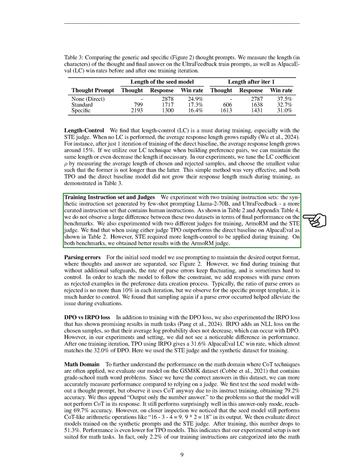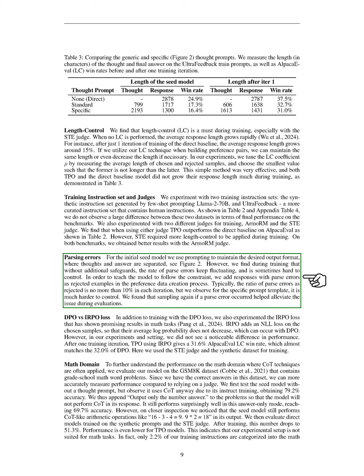We also explore 2 training instruction sets: a synthetic set generated by few-shot prompting Llama 2 to 70B and ultra feedback, which consists of human instructions. Our findings, as shown in the relevant tables, indicate that there is not a significant difference in final performance between these datasets. Additionally, we test 2 judges, ARMO-RM and the STE Judge, and find that TPO consistently outperforms the direct baseline on Alpaca Eval with either judge. However, we note that the STE judge requires more length control during training, and we achieve better results with the ARMO-RM judge.